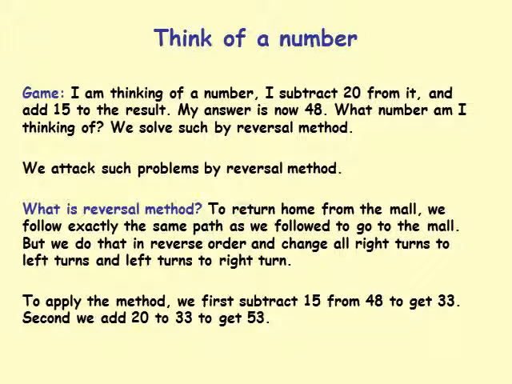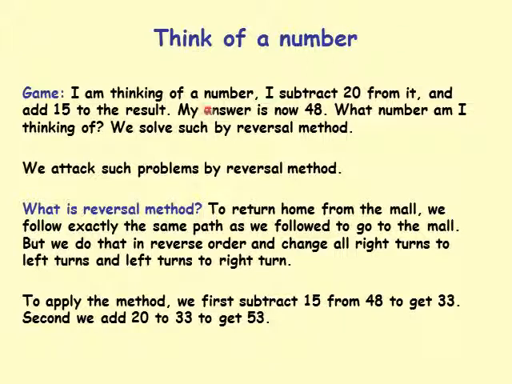To return home from the mall, we follow exactly the same path as we followed to go to the mall, but we do that in the reverse order. So that's a reversal. And change all right turns to left turns and left turns to right turns. That means that all additions become subtractions and all subtractions become additions.